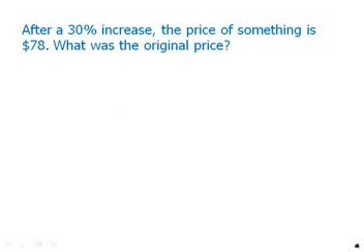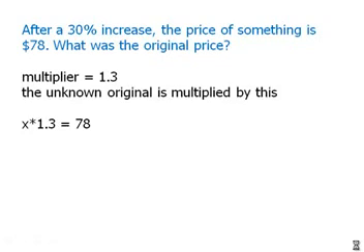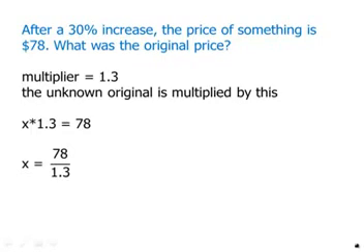After a 30% increase, the price of something is $78. What was the original price? That's a bit trickier. So it means we had some original x, we increased it by 30%, which would be a 1.3 multiplier, and that should equal 78. So x times 1.3 equals 78. We'll divide 78 by 1.3, slide the decimal place over, 780 divided by 13, that turns out to be 60, and that's the answer.